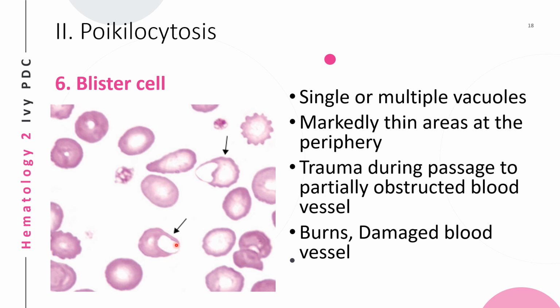Usually, blister cells are produced in trauma when the red blood cells pass through partially obstructed blood vessels. So these are damaged red blood cells that have passed through damaged blood vessels. Another example of a condition where blister cells are produced is during burns.